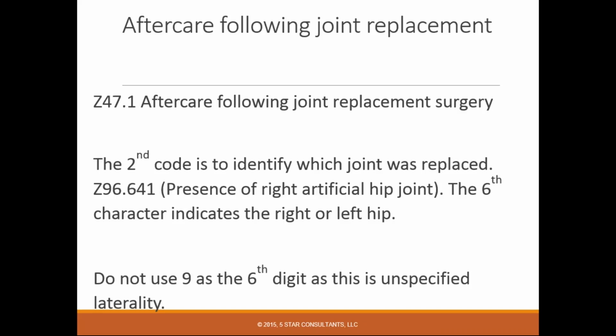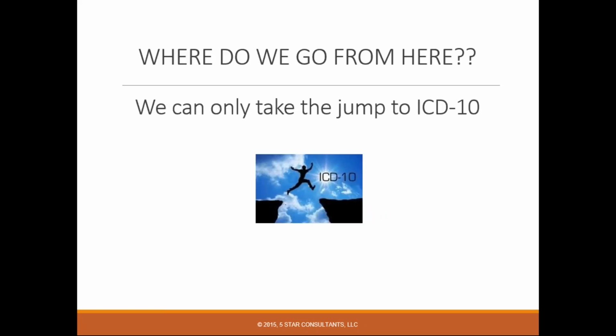Z47.1 is aftercare following joint replacement. The second code is to say which joint is replaced. So then we would also have Z96.641, presence of right artificial hip joint. We do that now with, what is it, V4364, I believe. So now it's just a lot of digits specifying laterality and the site. Don't use 9, that means unspecified laterality. Of course you know what site that is.